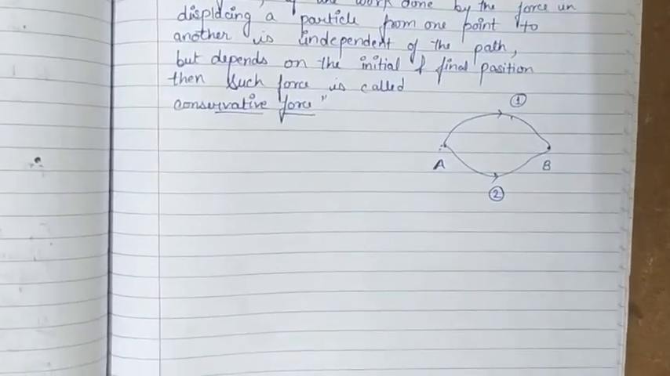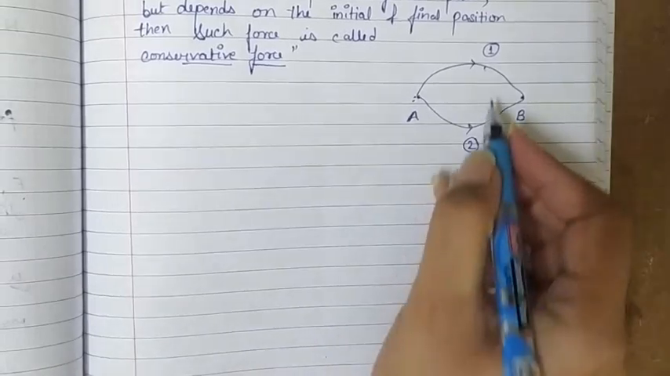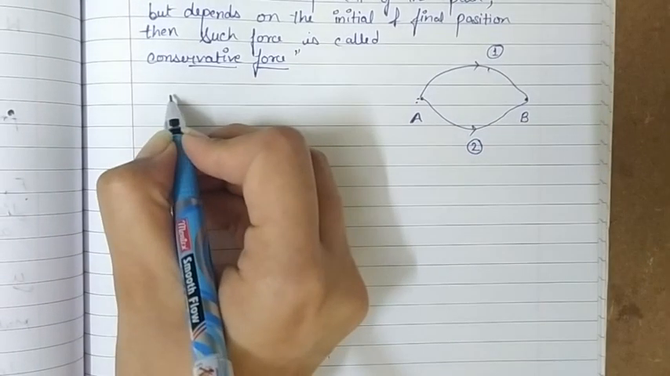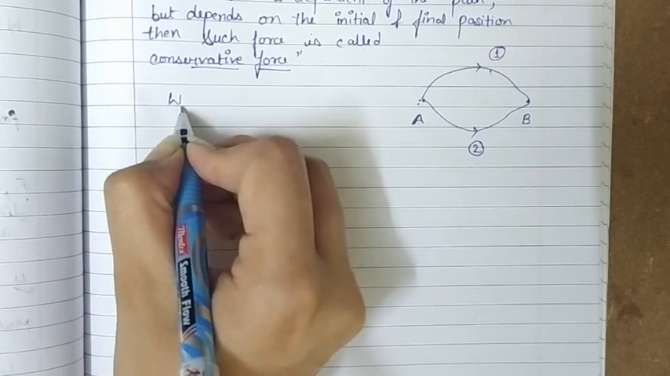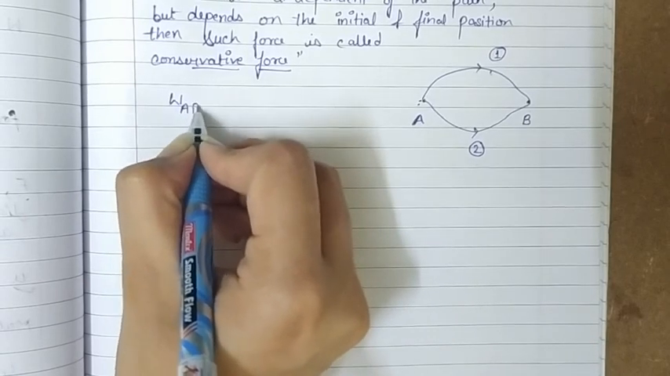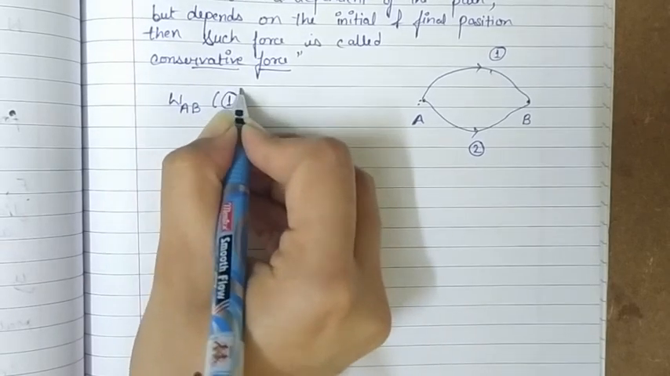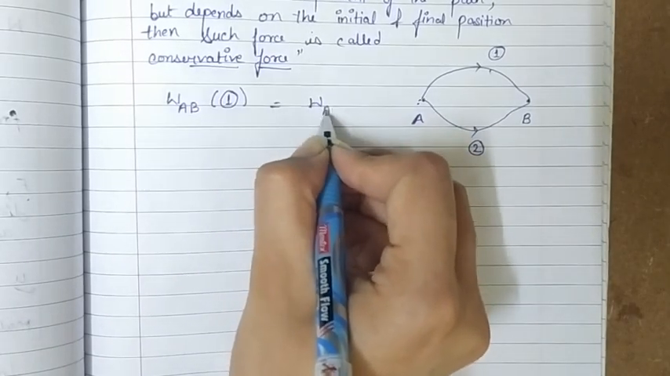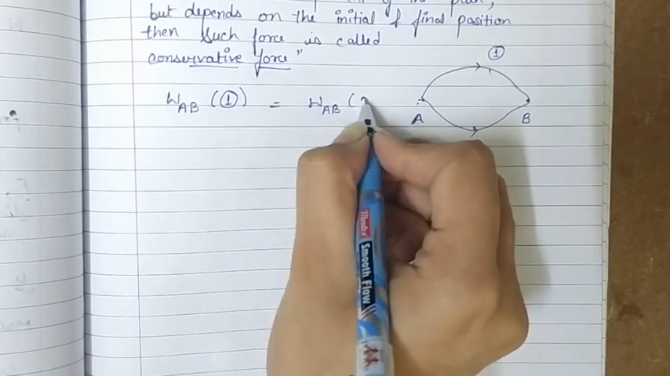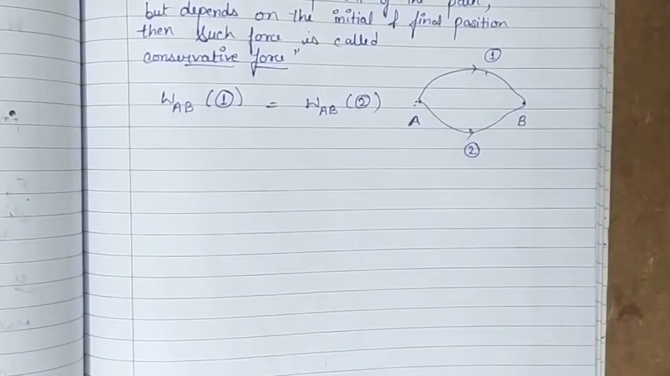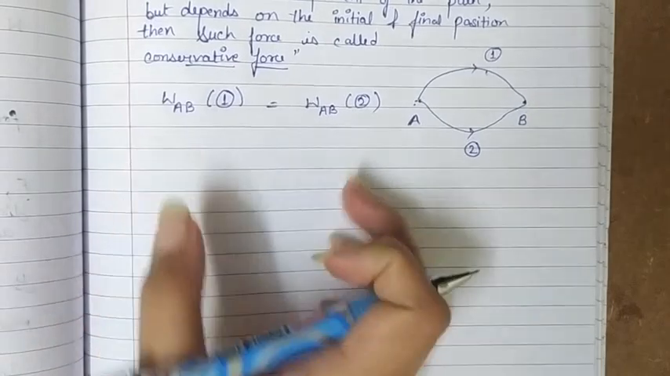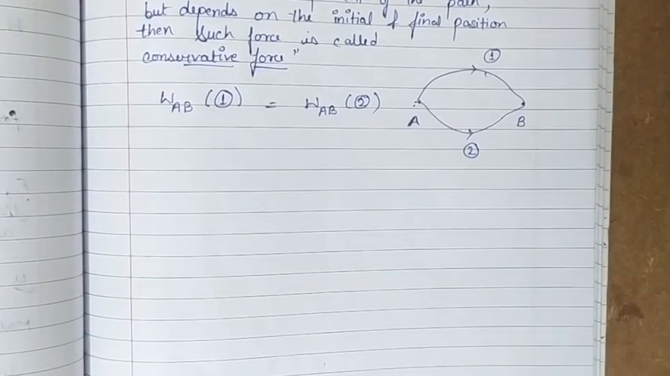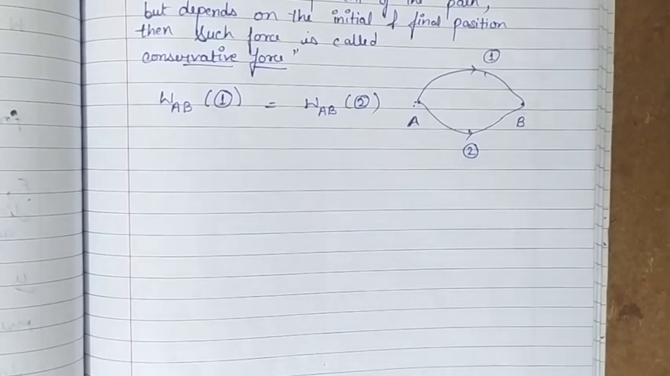So for a conservative force, if there is a conservative force acting on the particle and particle is moving from point A to point B along path 1 or path 2, then in that case work done while moving a particle from A to B along path 1 is equal to work done moving a particle from A to B along path 2. In both cases the work done will remain same. If this condition is valid, then the force that is acting on that particle is called a conservative force.